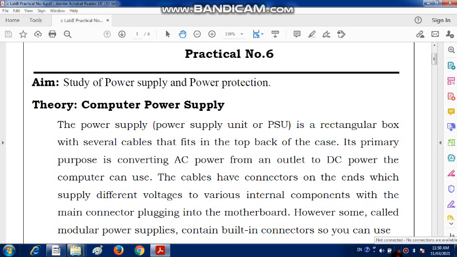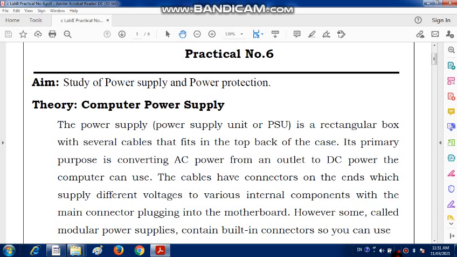The name of this practical is the study of power supply and power protection. In this complete practical we have to study the power related devices and power related protection devices, and normally we have to see the computer power protection. First, the computer power supply.